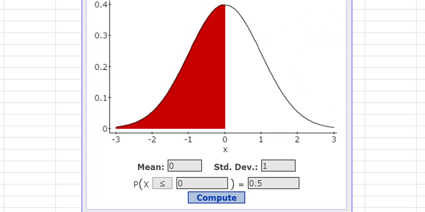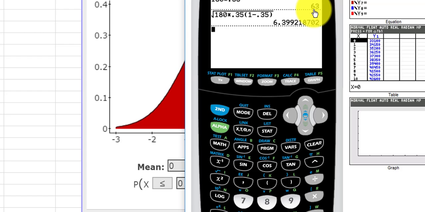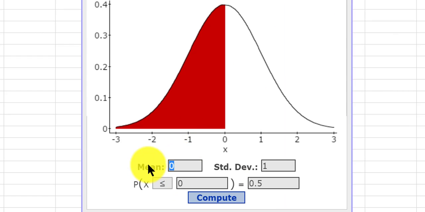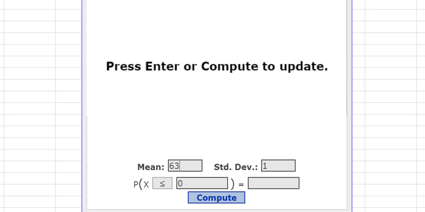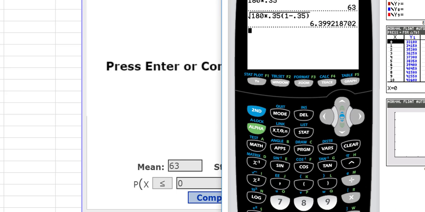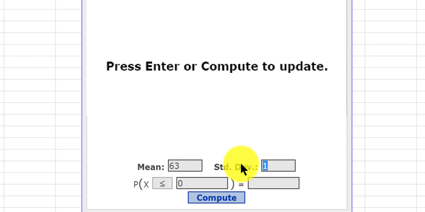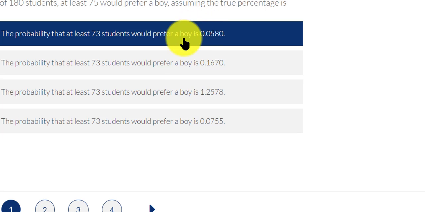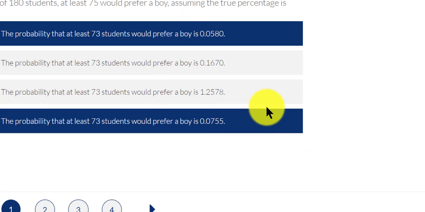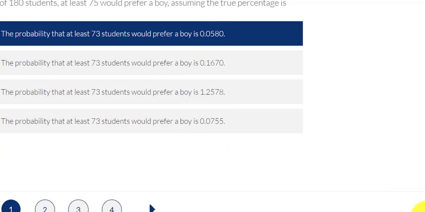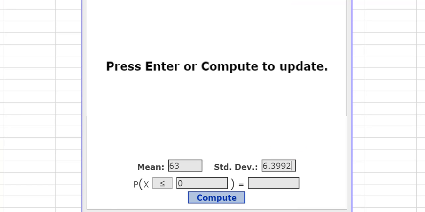I can enter my values, right? My mean was 63, so I enter 63 for the mean. My standard deviation was this 6.3, so let me enter that, 6.3399. I think 4 decimal places is good. I don't remember if the problem gives us a number of decimal places to round. It looks like they use 4 decimal places, so that's what I'll do in StatCrunch.